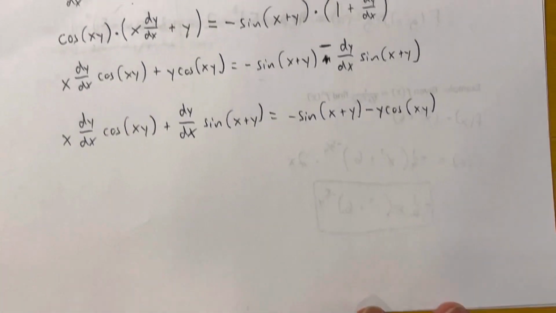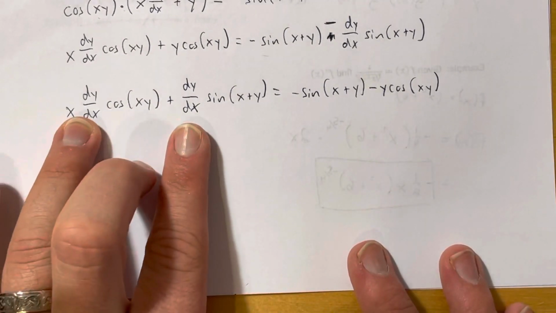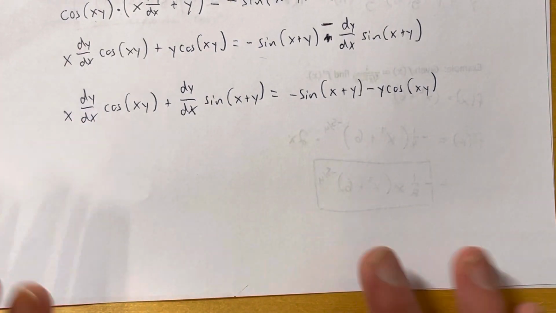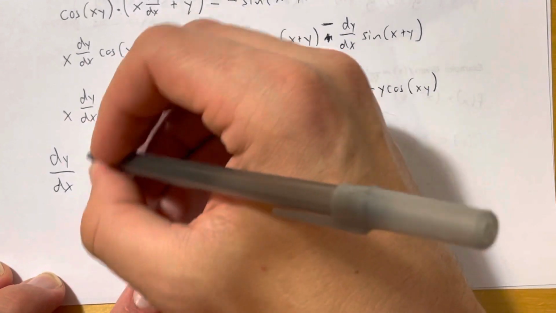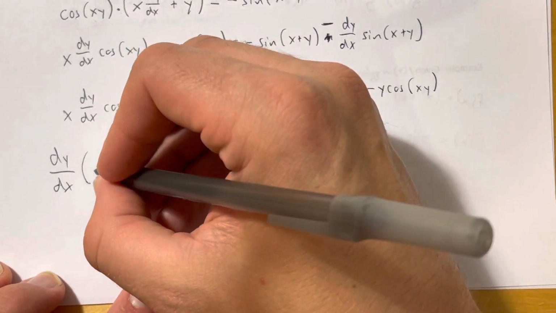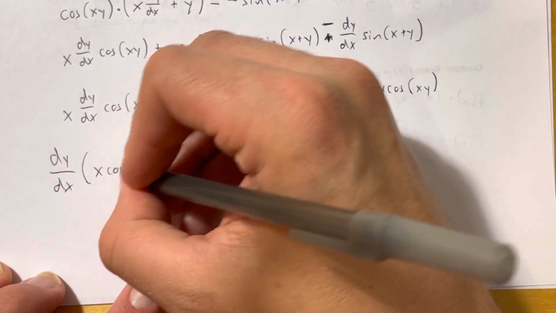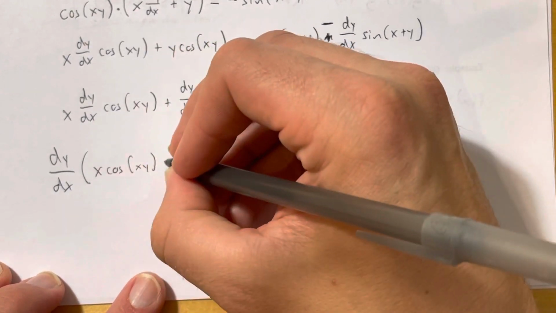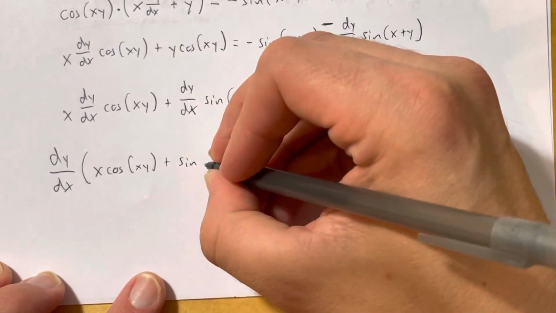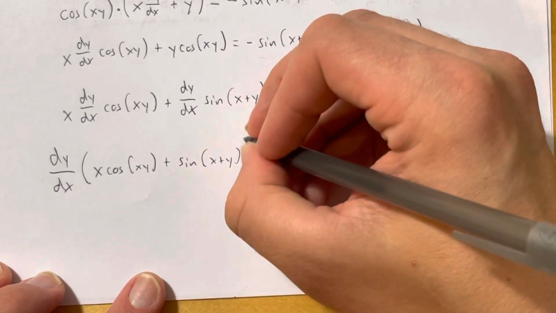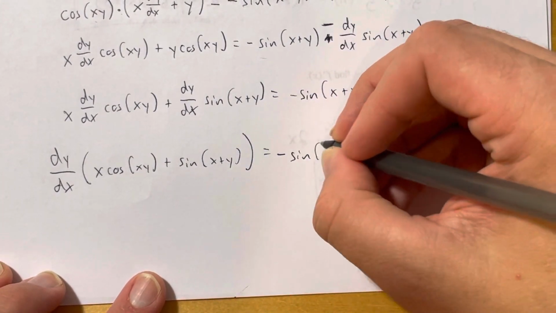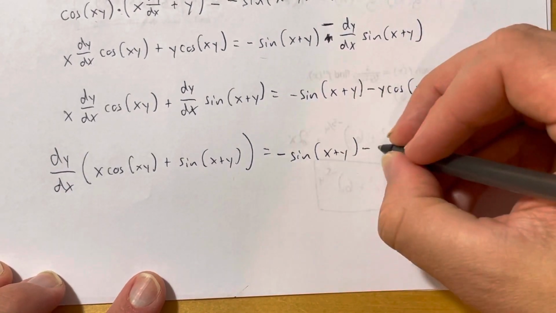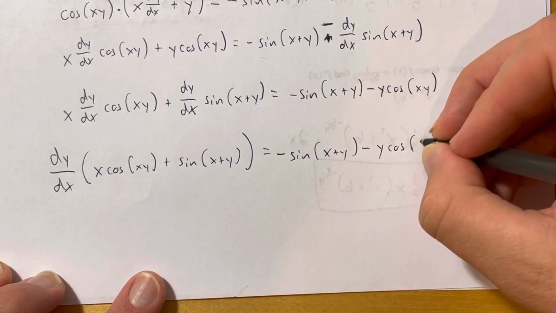I'm going to do two steps in one here. Notice I would be factoring this dy/dx out. Actually, you know what, since this is only our second example doing something like this, I'll go ahead and write the step in also. x times cosine of xy plus sine of x plus y equals negative sine of x plus y minus y cosine of xy.